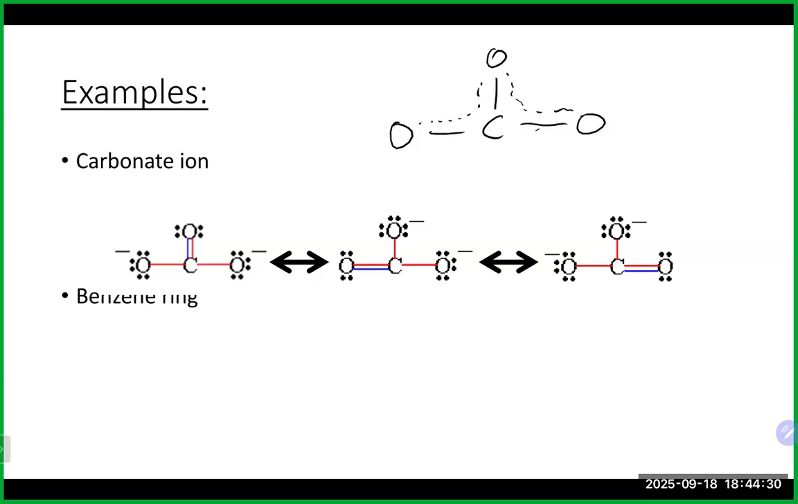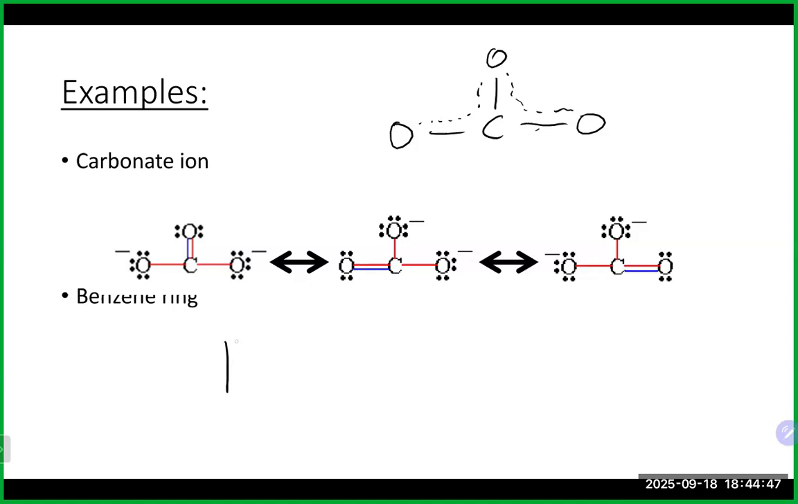Once again, as we talked about, if you are asked to just draw a Lewis structure for carbonate, you could draw any one of them. And then if you had to draw all the resonance structures, basically just keep moving the double bond around to all the possible places that you could put it.